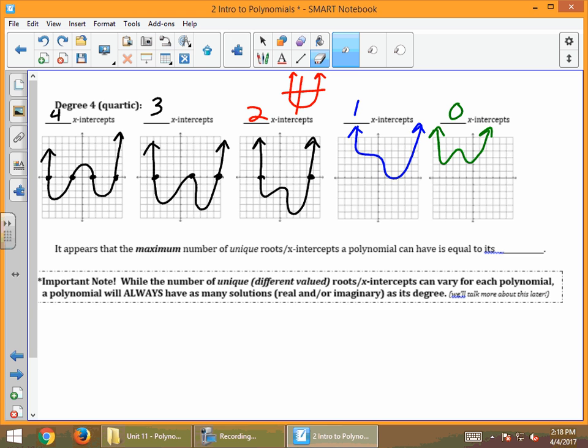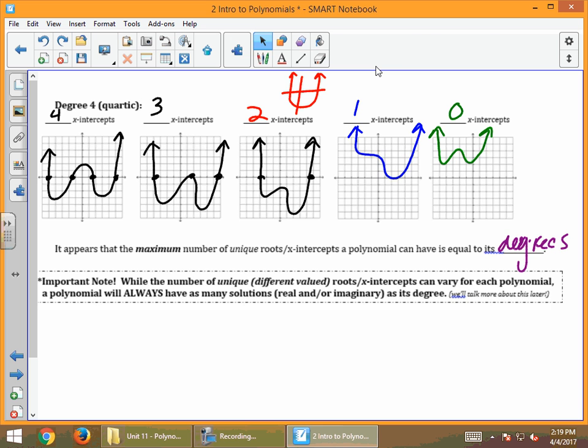So it appears the maximum number of unique x-intercepts a polynomial can have is equal to its degree. So it has a degree of 4. The maximum number of x-intercepts would be what? 4. Whatever the degree is, that's the maximum amount of x-intercepts it can have. There's an important note. It would always have the number of roots of its degree. So it has a degree of 4. It's going to have 4 solutions, but it might only have 3 real ones.